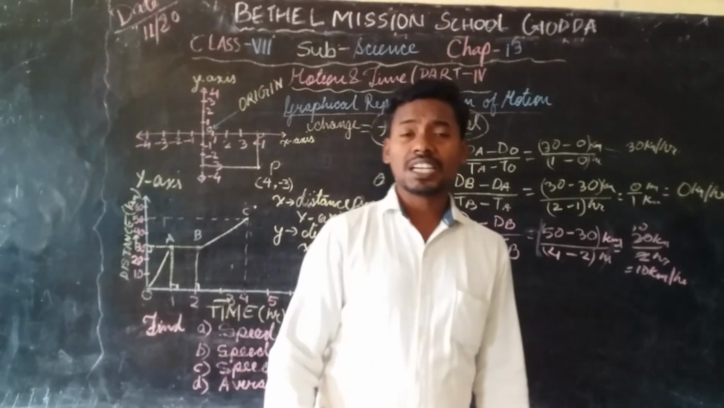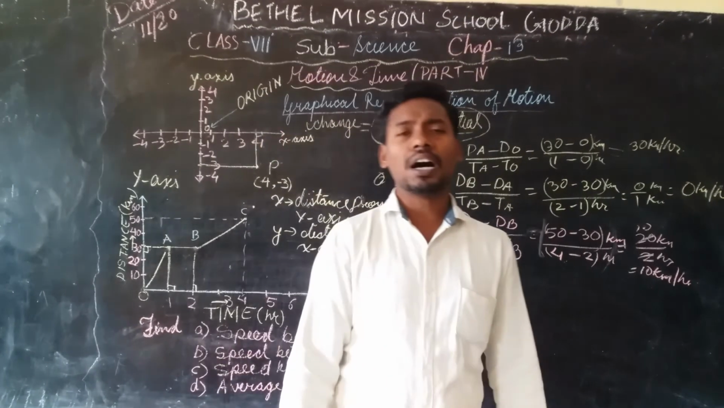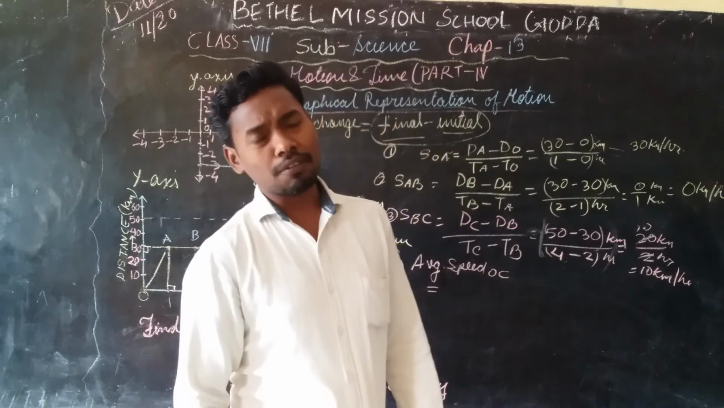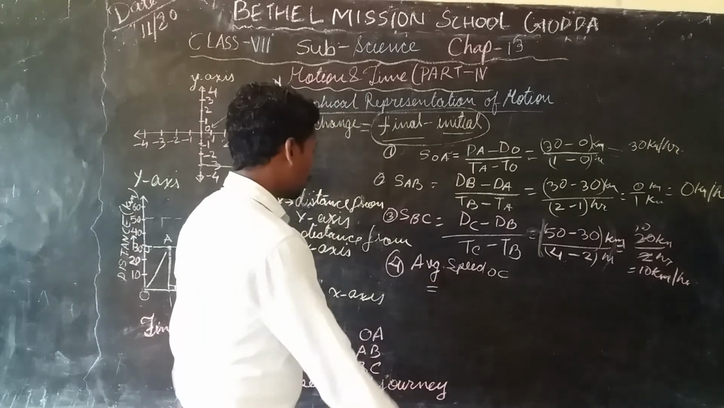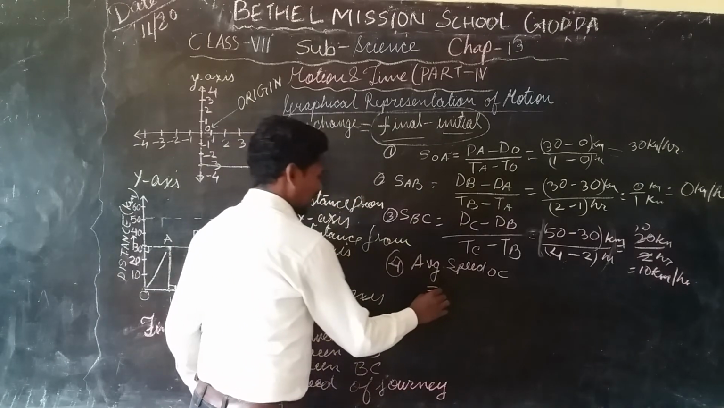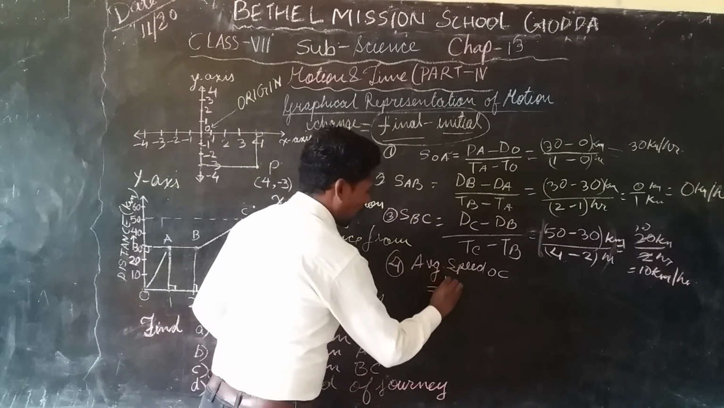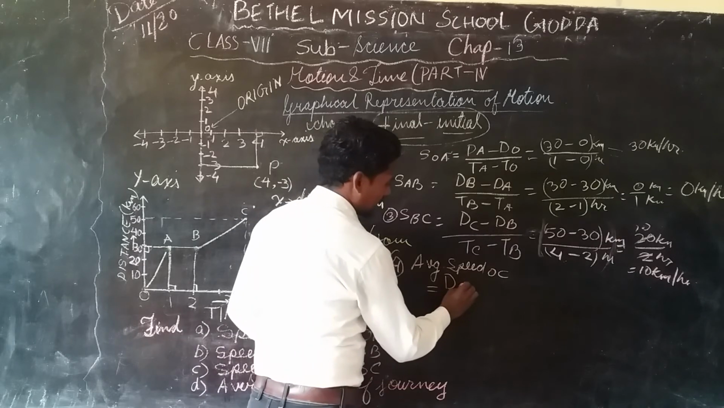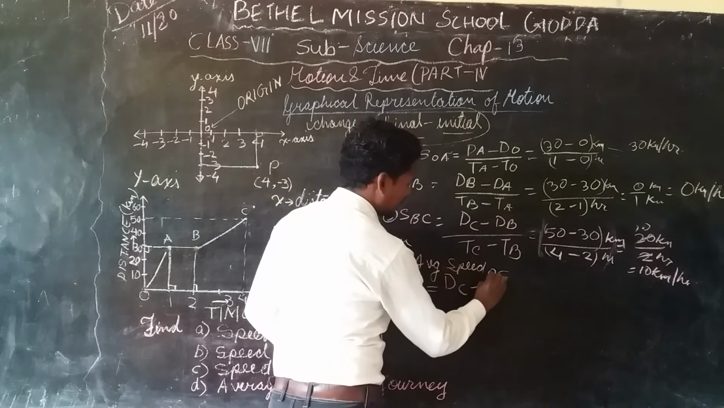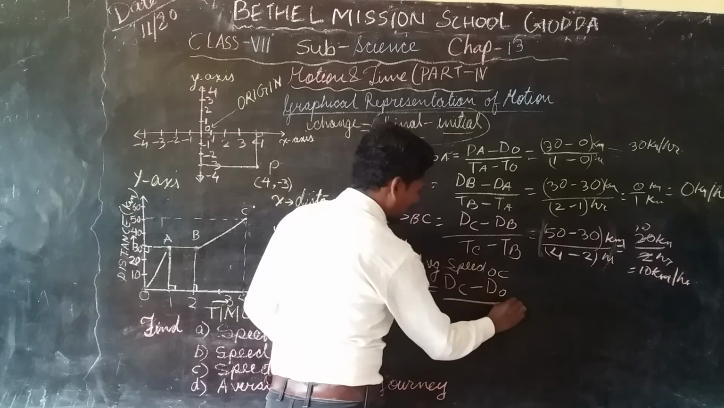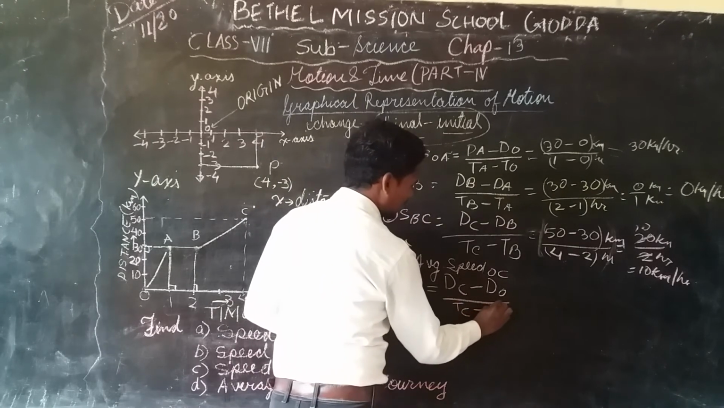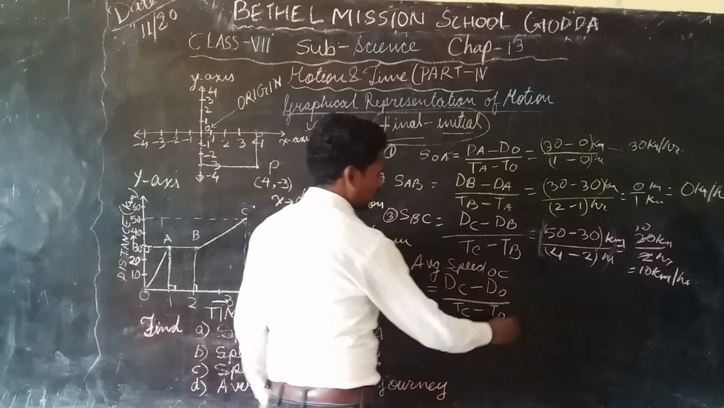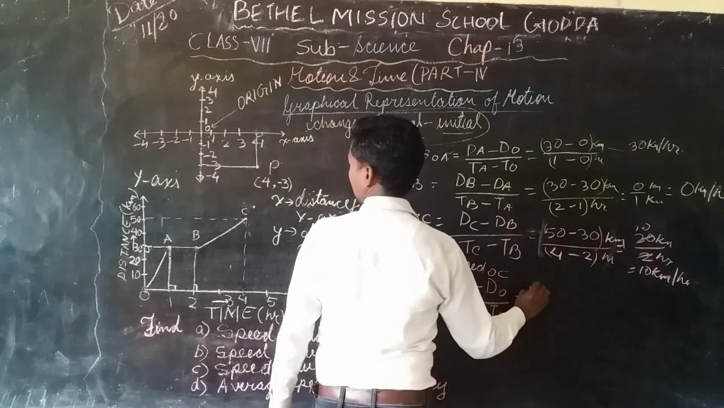We discussed yesterday that it is total distance by total time travel. Sorry, total time taken, or total time of travel. So total distance is how much? Final position is how much? DC minus DO. Then what is the total time? TC minus TO.